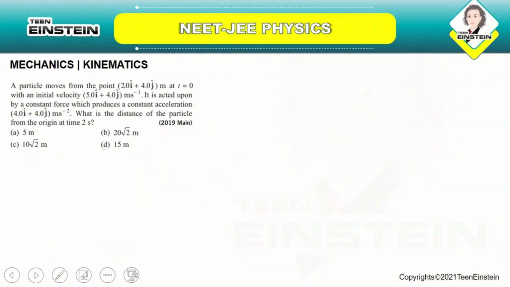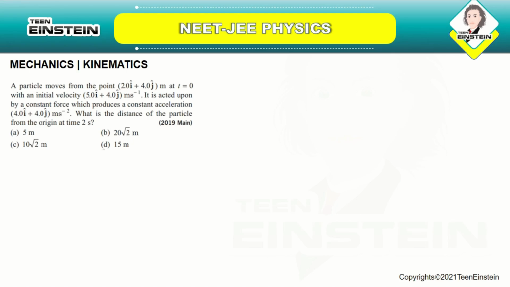A particle moves from the point 2i plus 4j meter at t equal to 0 with an initial velocity 5i plus 4j meter per second. It is acted upon by a constant force which produces a constant acceleration. What is the distance of the particle from the origin at the time 2 seconds?